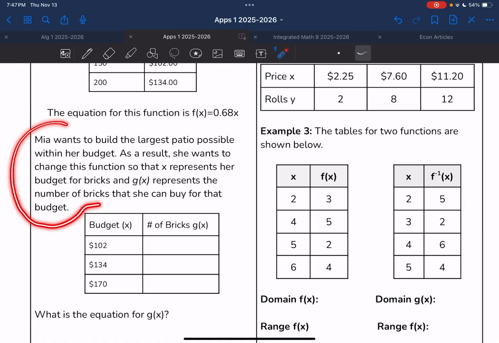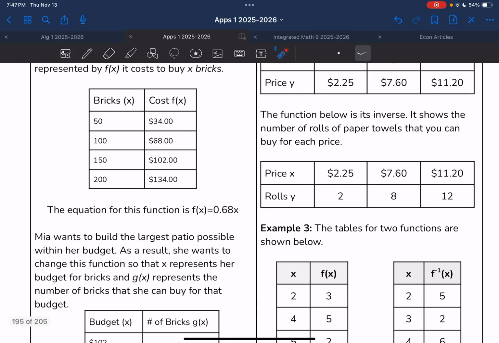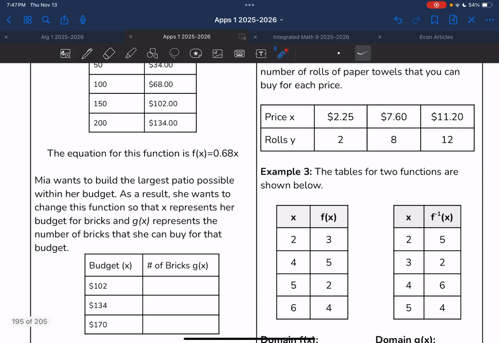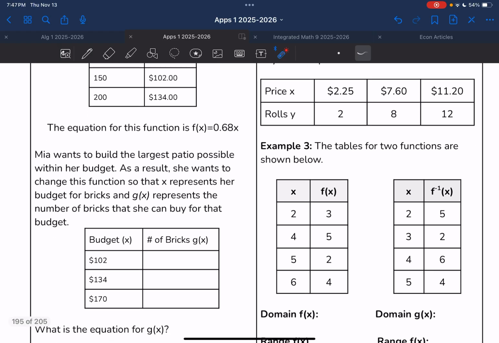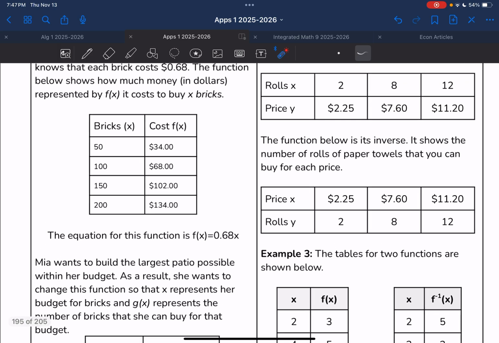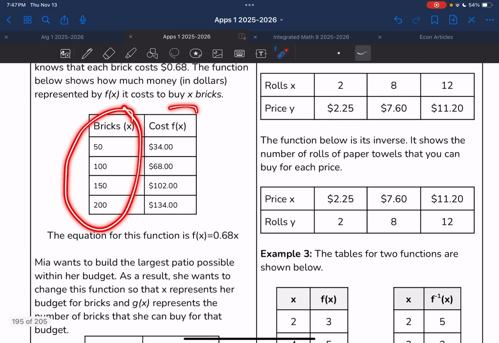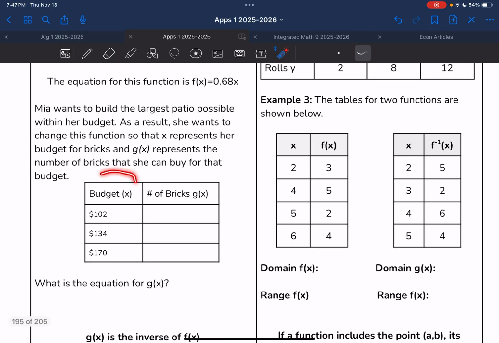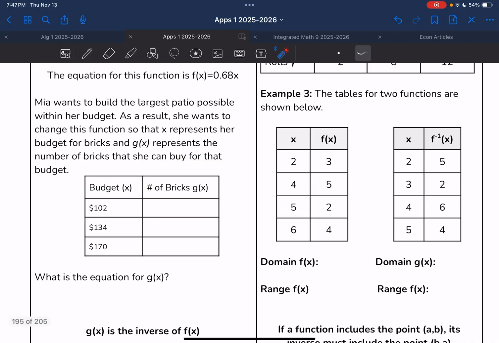Mia wants to build the largest patio possible within her budget. As a result, she wants to think about this function so that x represents her budget for bricks, and g of x represents the number of bricks that she can buy for that budget. Right, so here x was the input, and we were saying how much does it cost for any number of bricks. Here the budget is the input, and the output is the number of bricks.